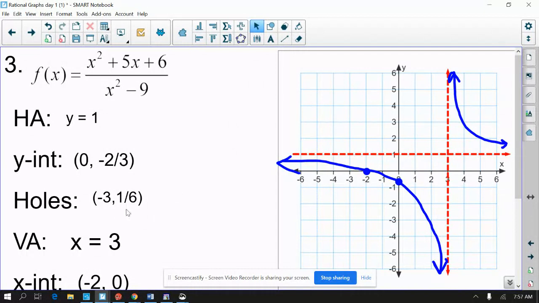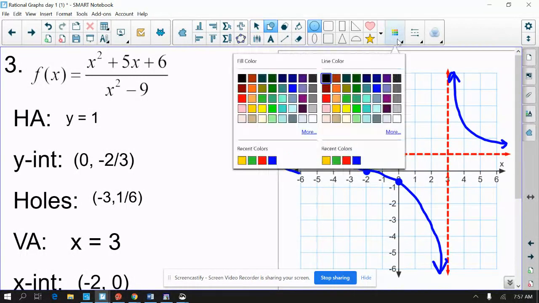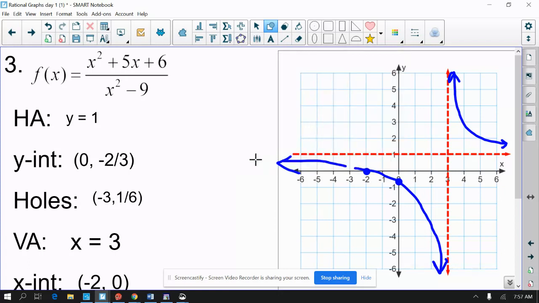Well, remember that whole hole at -3, 1/6? So you're going to take your little eraser and go at -3. Doesn't it look like the y value is 1/6? Erase. And then take your pencil again and draw a hole. There you go. And that's full credit. You're going to get a 4 on this.